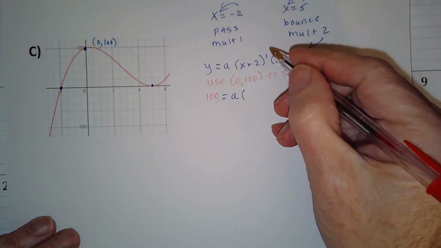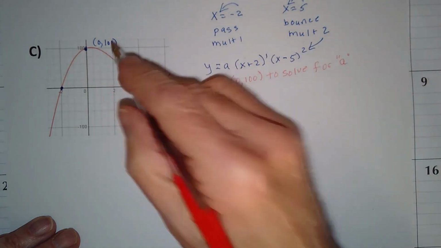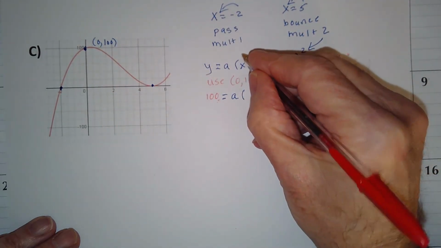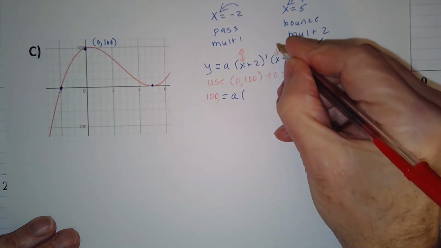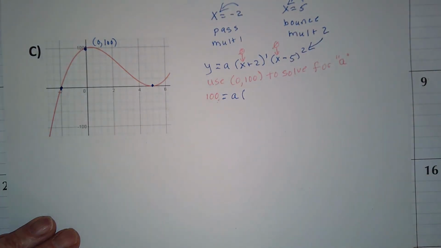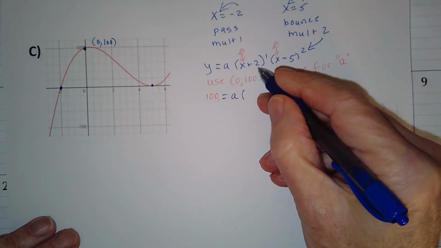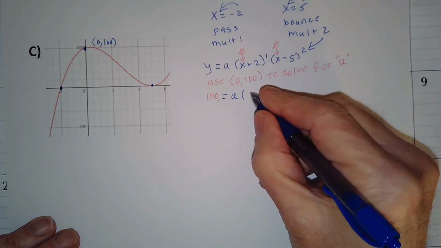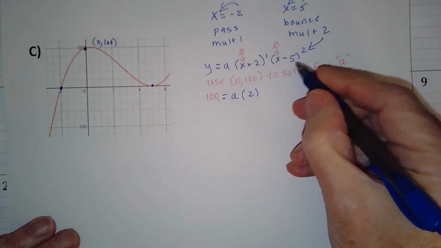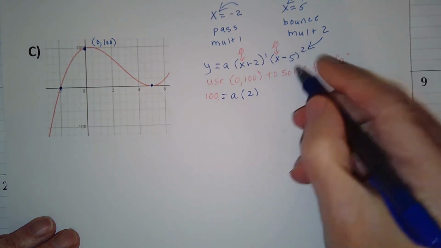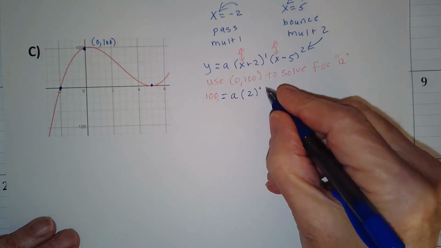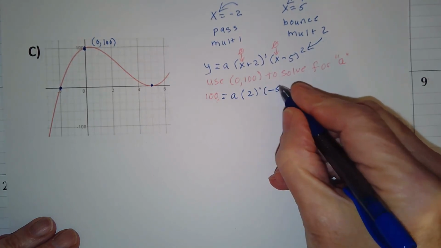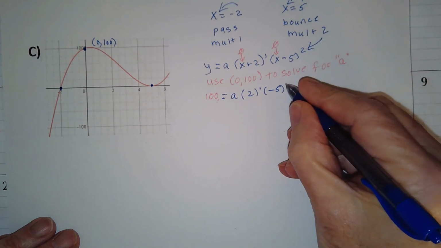So x is 0, y is 100. So the x here is 0, here and here. Okay? So we'll put that in. Since it's there, we can just simply take the 2 down here and put that in, because you don't need the 0. And over here, we forget the 0 now and put in -5. So this is 2 to the 1, and this is -5, and we have a 2 here, so it's squared.